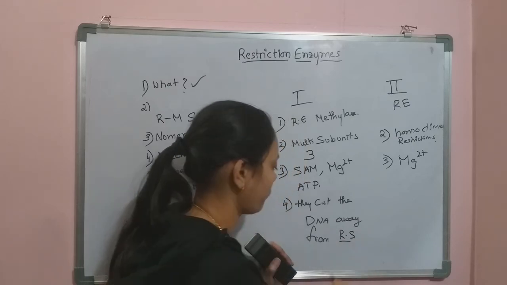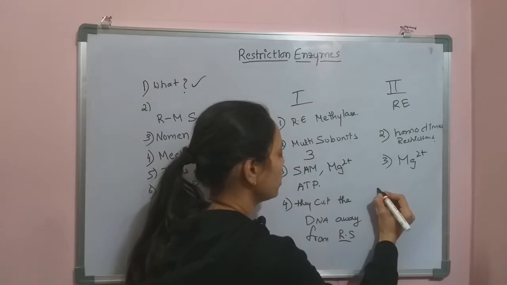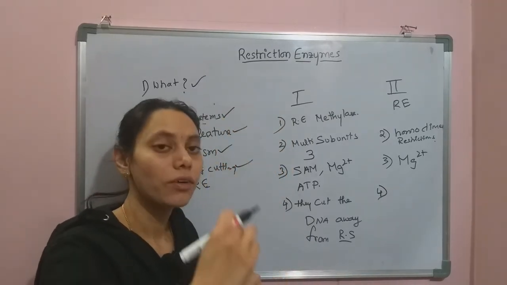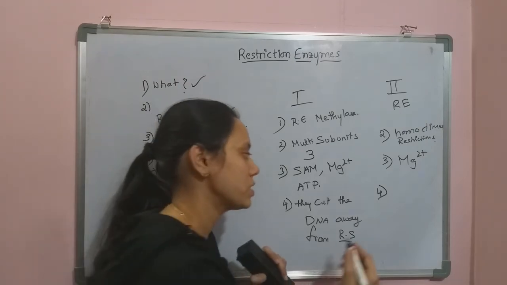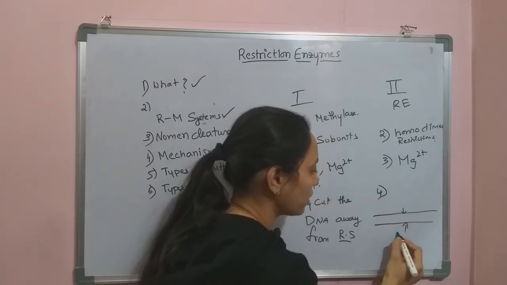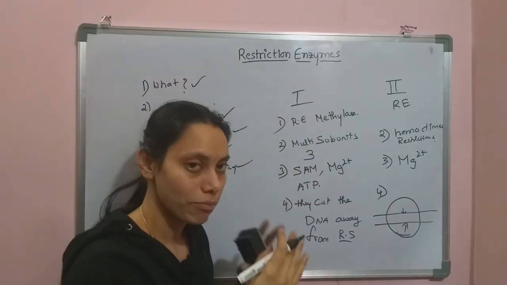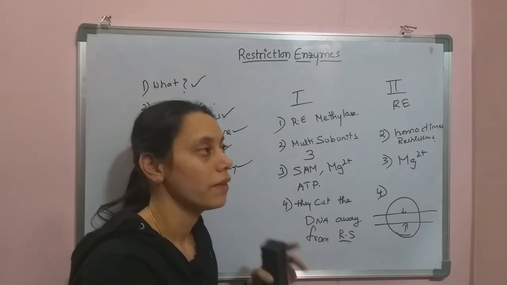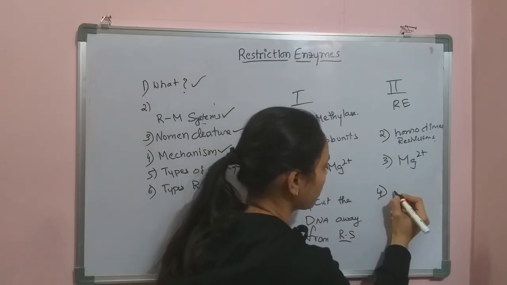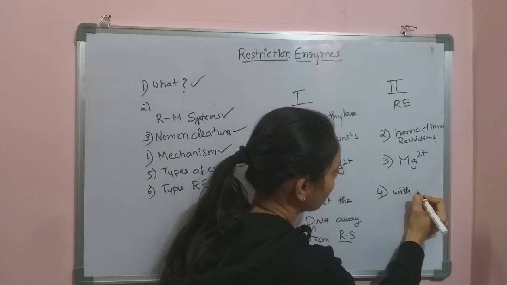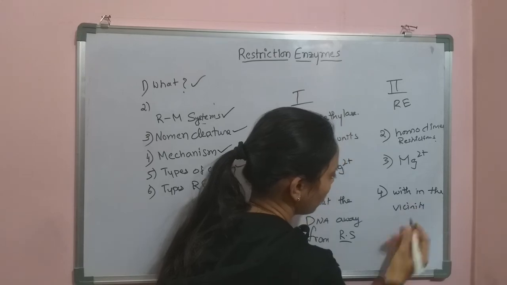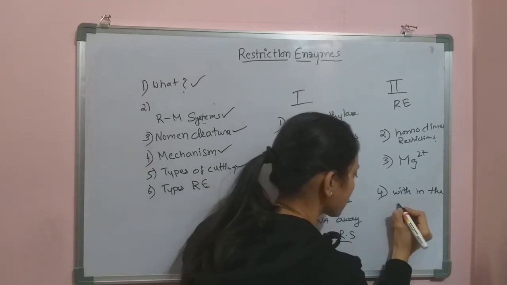Coming to the type 2 restriction enzymes, they cut the DNA within the vicinity of the recognition site. That means if they recognize the restriction site over here, then the cutting will also take place in the same place. They cut the DNA within the vicinity, or we can simply say within the recognition site.